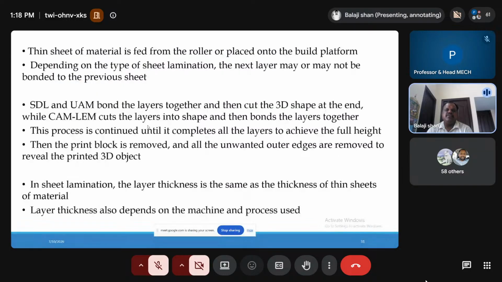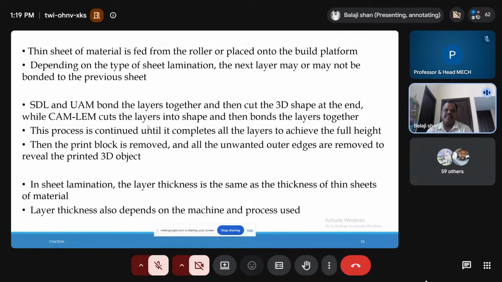manufacturing. The thin sheet of metal is fed from the roller or placed on the build platform. Depending on the type of sheet lamination, the next layer may or may not be bonded to the previous sheet. SL and UAM bond the layers together and then cut to the 3D shape at the end, while CAM-LEM cuts the layer into the shape and then bonds the layers together. This process continues until all the layers are completed to achieve the full height. Then the print plug is removed and the unwanted outer edges are removed to reveal the printed 3D object.